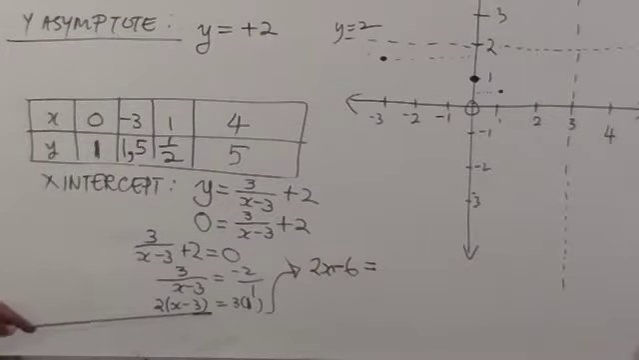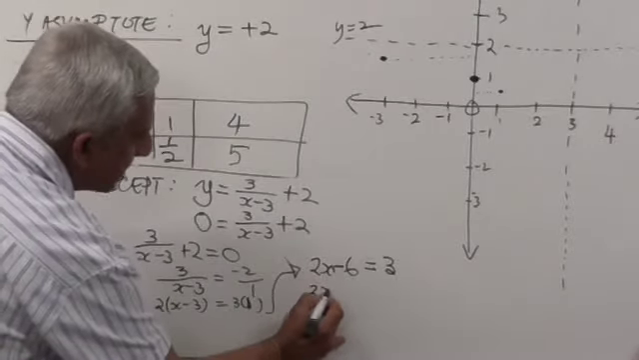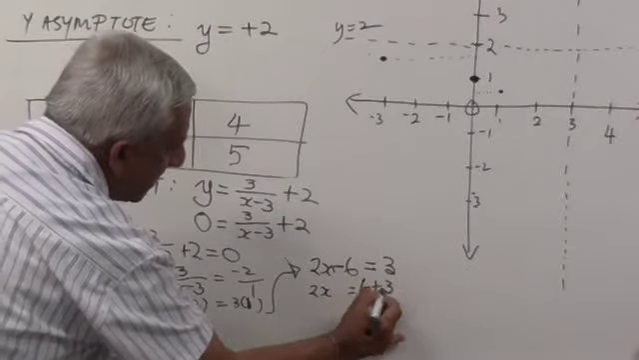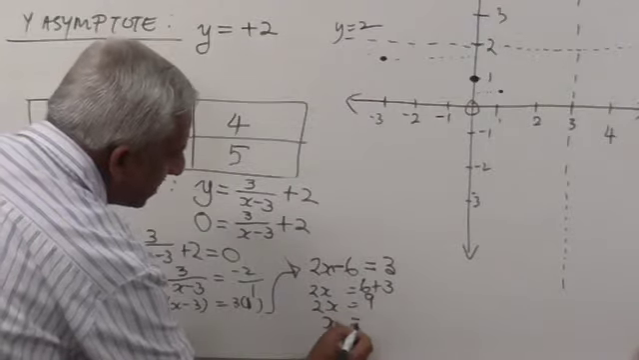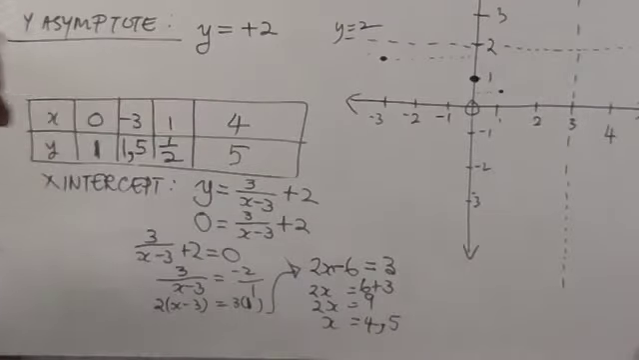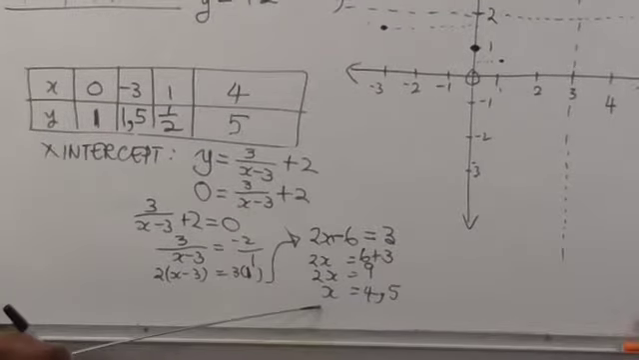2x minus 6 is equal to 3 times 1, 3. So 2x is equal to, when the 6 goes there, it becomes 3. 2x is equal to 9. x is equal to 4.5.